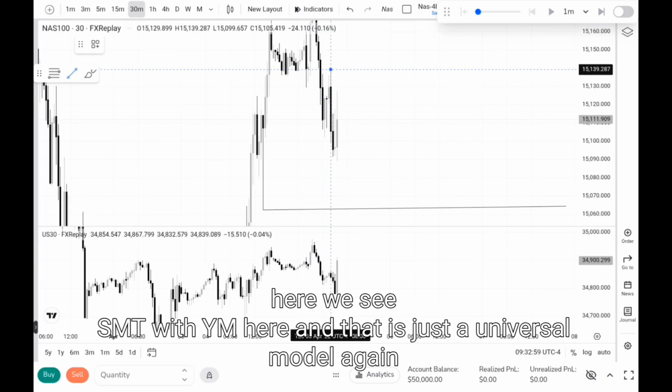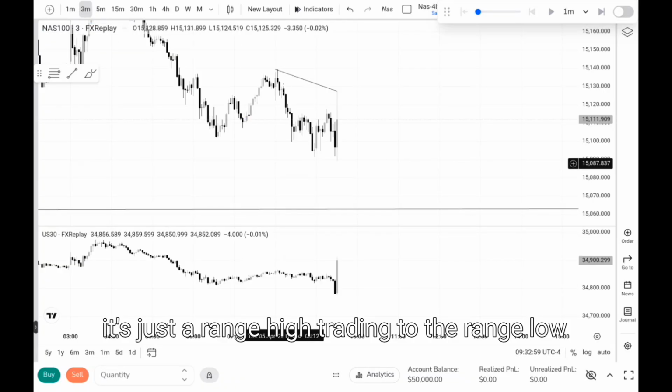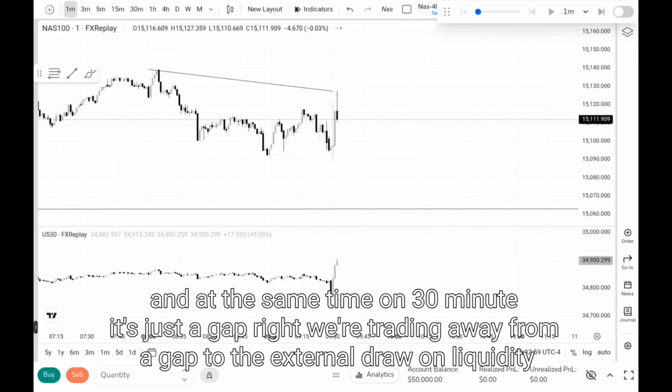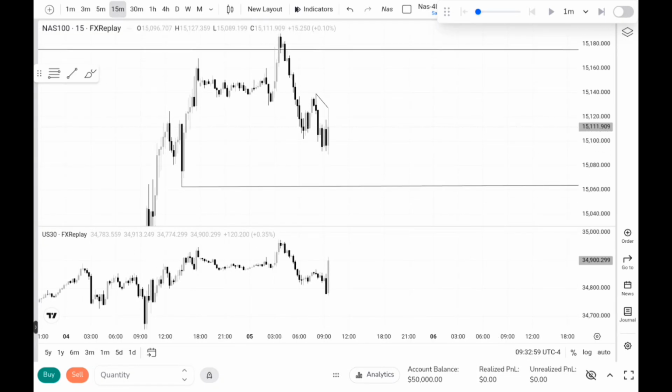Here we see SMT with YM here, and that is just a universal model. Again, it's just a range high trading to the range low. And at the same time on the 30-minute, it's just a gap, right? We're trading away from a gap to the external draw on liquidity.